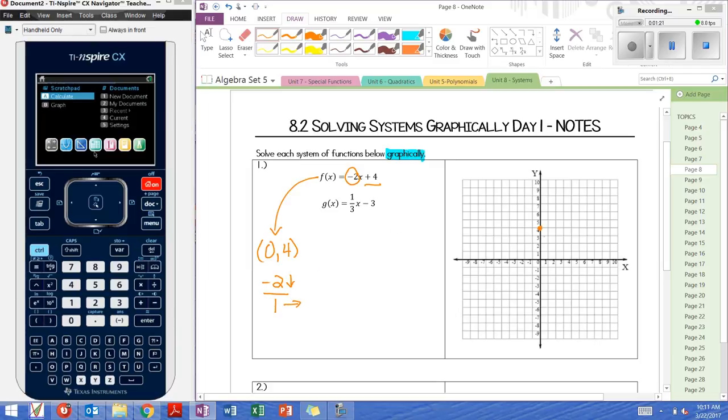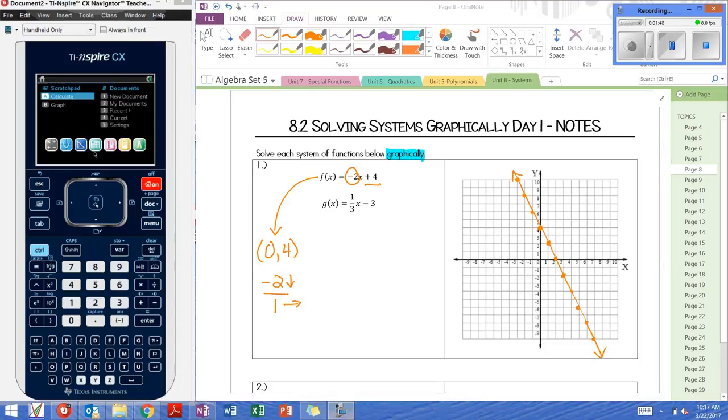So let's go ahead and do that. So we start at 4, down 2, to the right 1. And we continue this pattern to cover the entire graph on both sides. So even though we are working to the right, we can also follow the pattern backwards and cover the graph to the left. Now using our straight edge, which I cannot use, you're going to connect those points together.